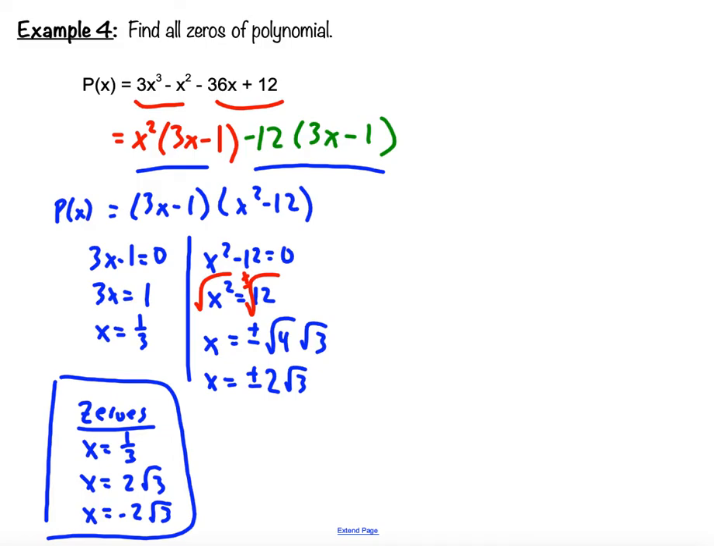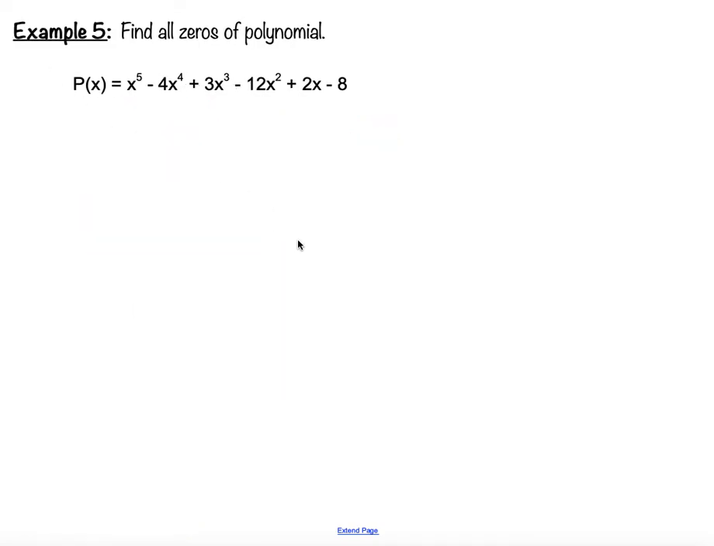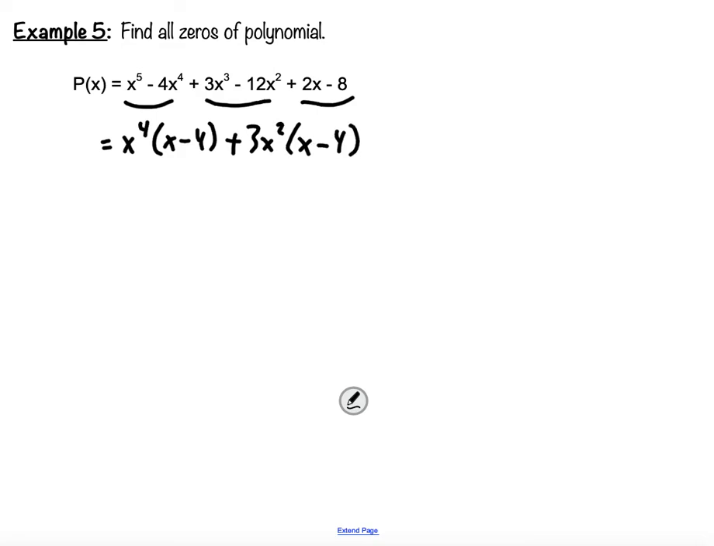All right, last example here. So if you want to try this one out and stop the video right now, go ahead and do that. All right, so let's go ahead and look at this one. It's got an even number of terms here, so I'm going to see if I can factor this by grouping. GCF in the first two there is x to the fourth. GCF in the second set there is 3x squared. GCF in that last set there is a 2.